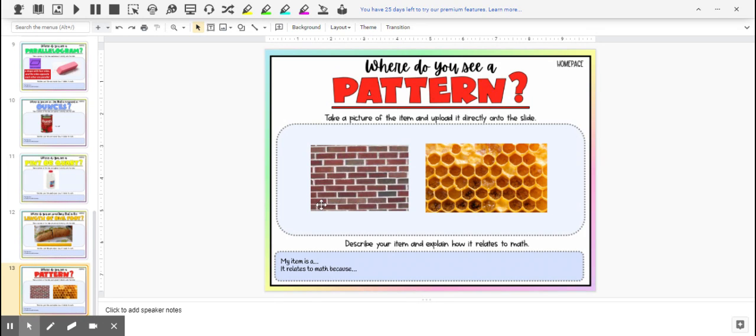Where do you see a pattern? There are lots and lots of patterns all around my house. I found this brick wall. Another pattern you might find is a honeycomb.